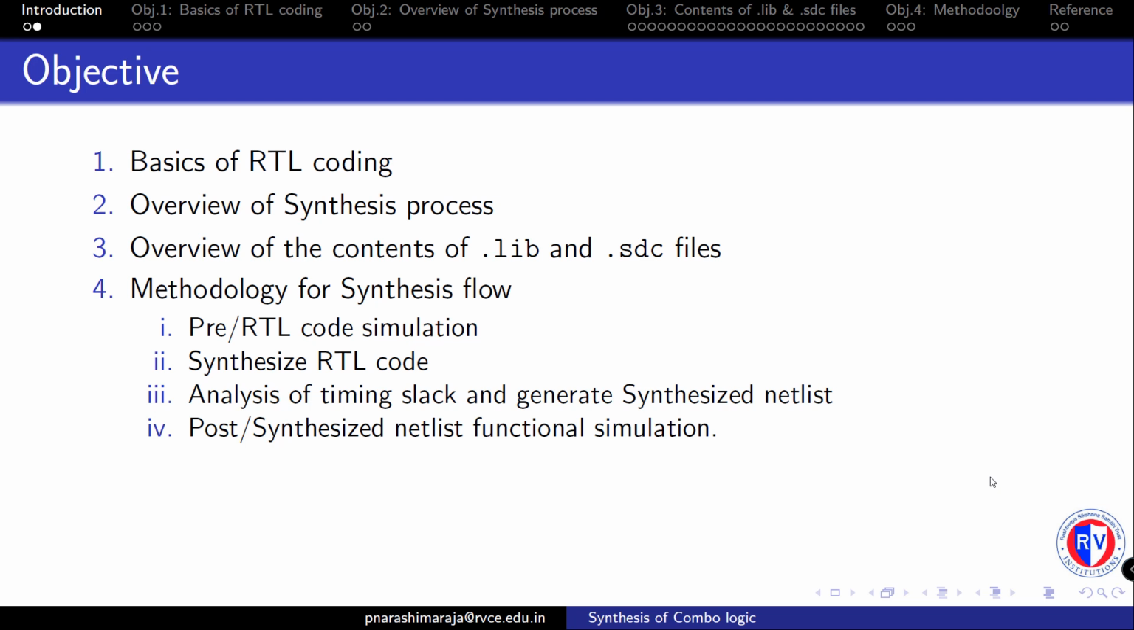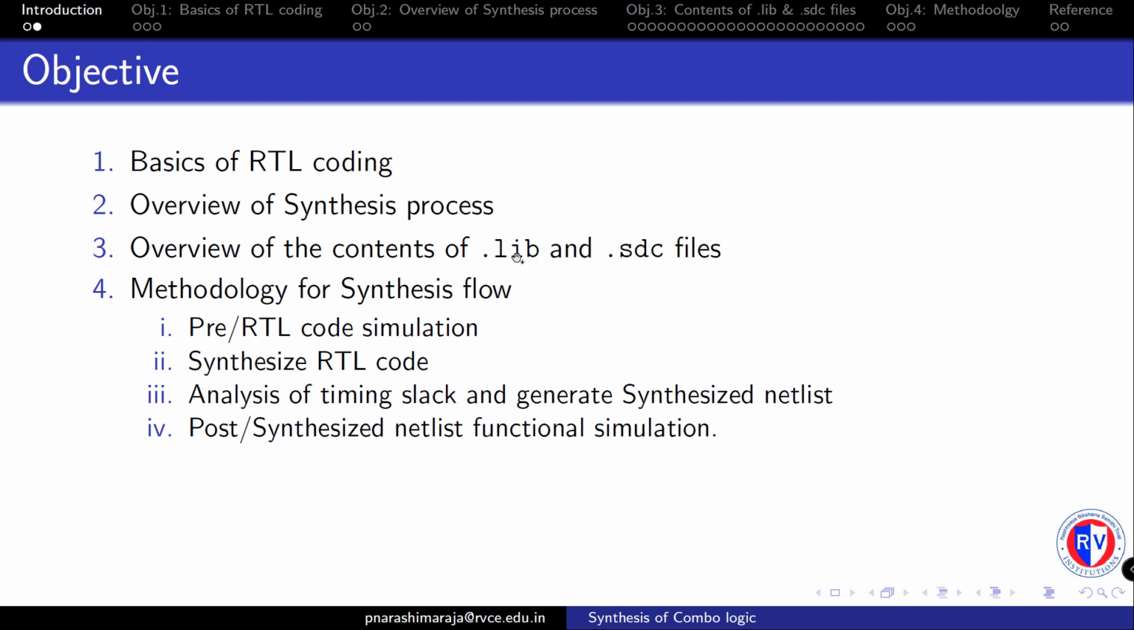Our objective for this experiment would be to first understand the basics of RTL coding, and then to understand the synthesis process flow by looking into the inputs and outputs of the synthesis flow. Followed by this, we will look into the contents of the .lib file and the .sdc file. Basically, in this third objective, we will be spending some time improving our understanding in either writing our own .sdc file to cater for different design specifications in our future, or to modify the existing attribute values for finer tuning our constraint.